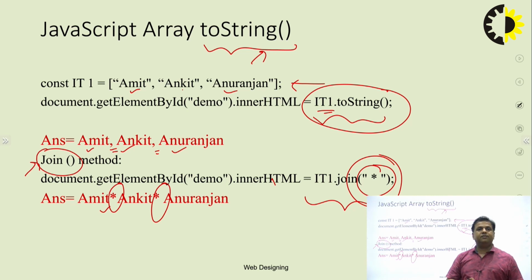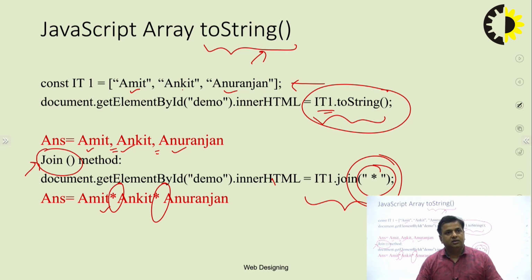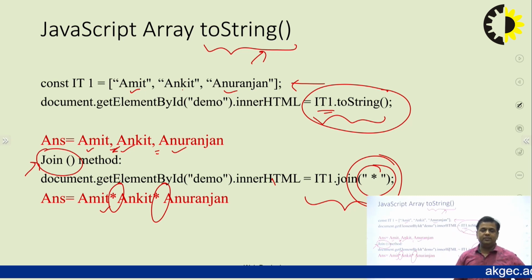This is also a type of string conversion method, but the important difference from the toString method is that we are inserting a particular symbol between two elements of the array, right? So sometimes it is asked what the difference is between the toString method and the join method. Both methods convert an array into a string, but the join method inserts a particular symbol, while the toString method separates two elements with a comma only, right? So this is the difference between the toString method and the join method.